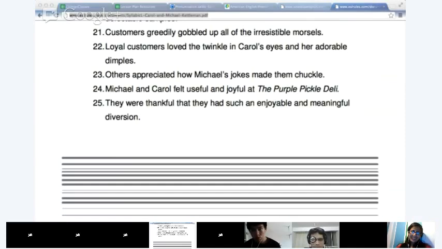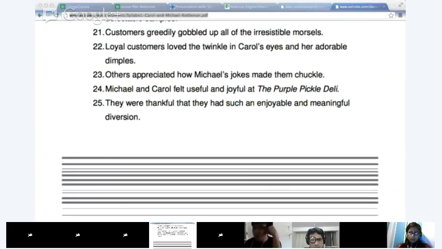Number 25. They were thankful that they had such enjoyable and meaningful diversion. Okay, remember, you can go slow when you're saying this, Sela, so you don't miss any words. You missed the word "an." Such an enjoyable. They were thankful that they had such an enjoyable and meaningful diversion. Okay, good, good.